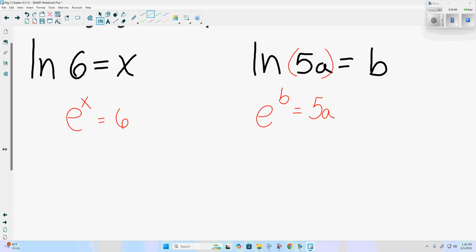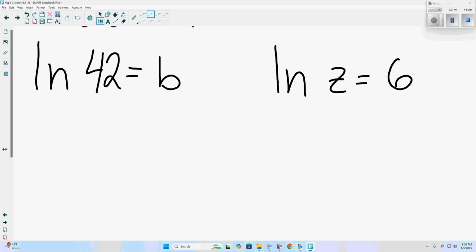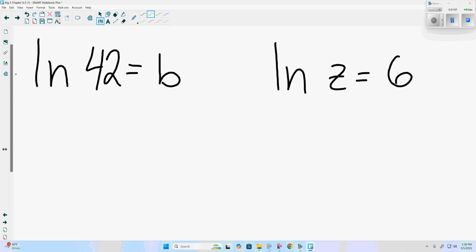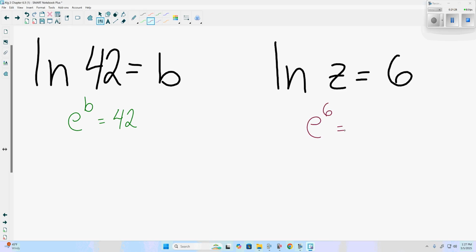Now we can't use definite examples for this here because e is irrational, so it actually would be approximate. We can't have exact values. So the next one, the natural log of 42 equals b. How would we rewrite this as an exponential? e to the b equals 42. Natural log of z equals 6. So e to the 6 is equal to z.